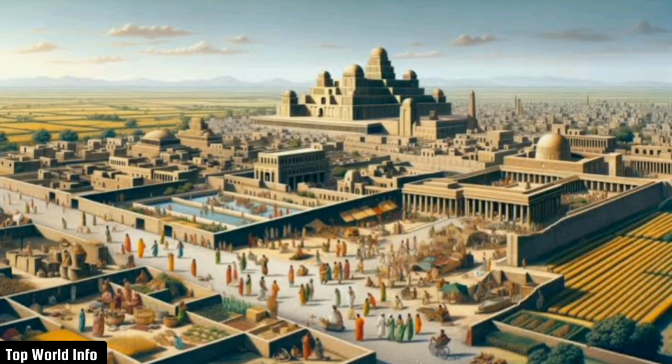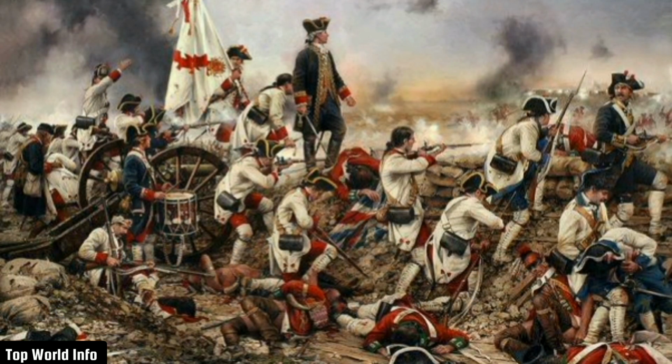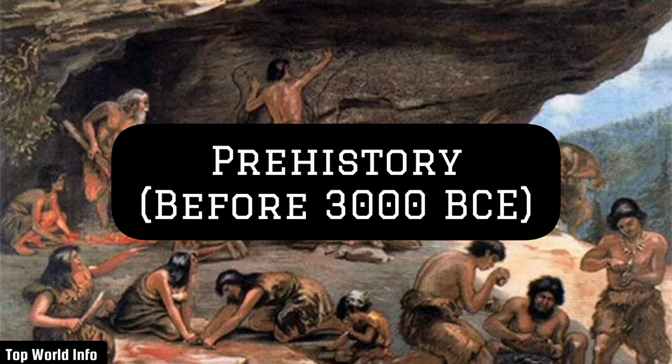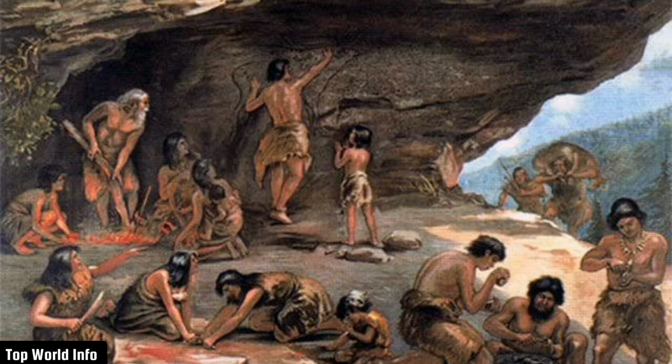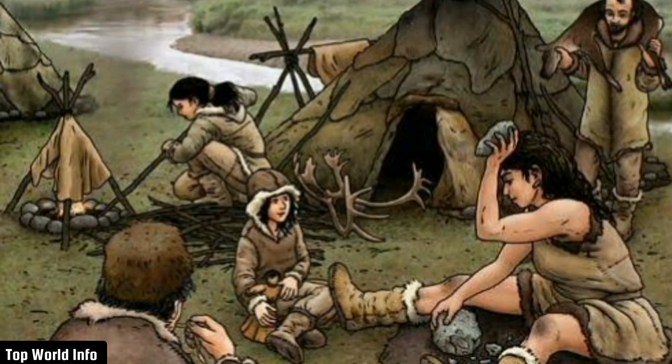The history of the world is a vast and complex topic, spanning thousands of years and encompassing the rise and fall of civilizations, empires, and cultures. Here's a brief overview. Prehistory, before 3000 BCE. The prehistoric period spans from the emergence of the first humans to the development of written records. Man learned to develop tools, fire control, and language.